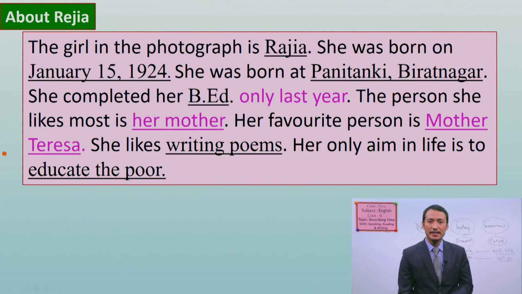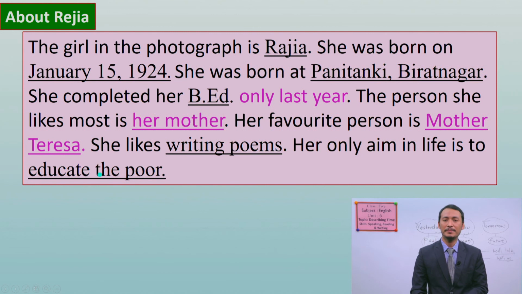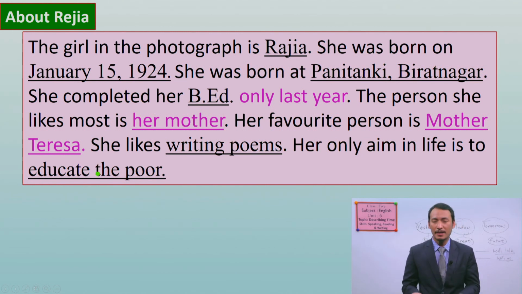Let's see here. I have put the information which is underlined here. Rezia, she was born on here. I have put the date. You can put here the address and the education, and her favorite person, and her other hobbies and her aim. Okay? Likewise, you can write about yourself, your friend, or someone you know. Can you do this now? Okay, please try writing in your copy.